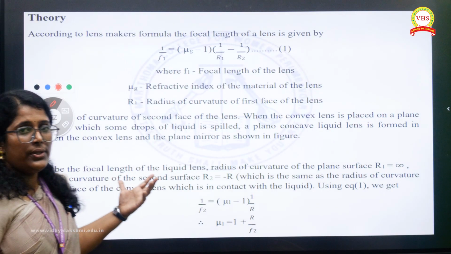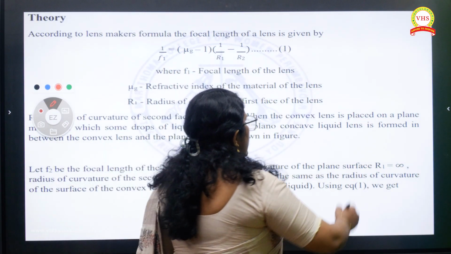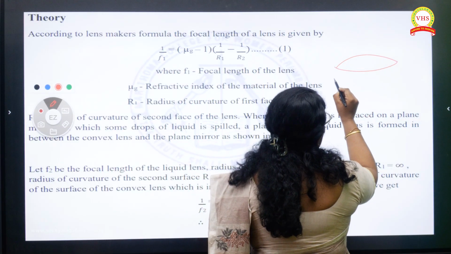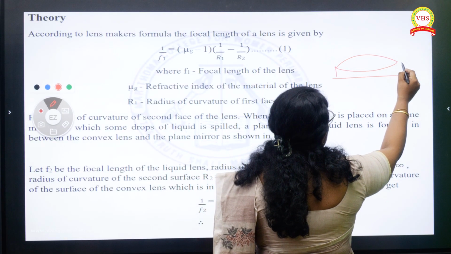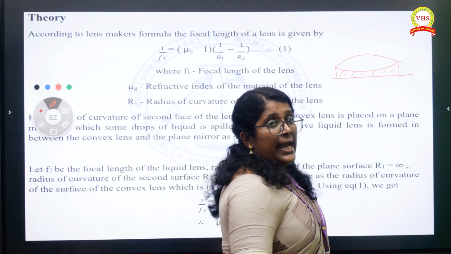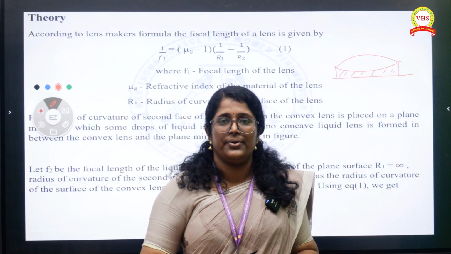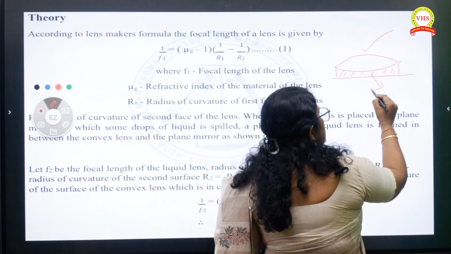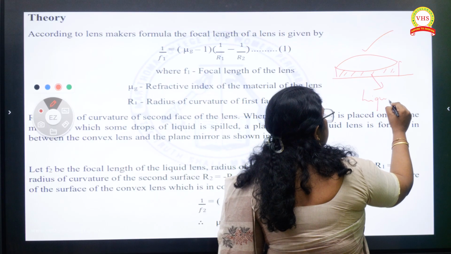let us draw that diagram again. What we have, this is the lens. So when you keep the liquid, what is happening? This is the liquid, right? So it forms a liquid lens setup. So which is the lens? This is the convex lens. This is the liquid lens.